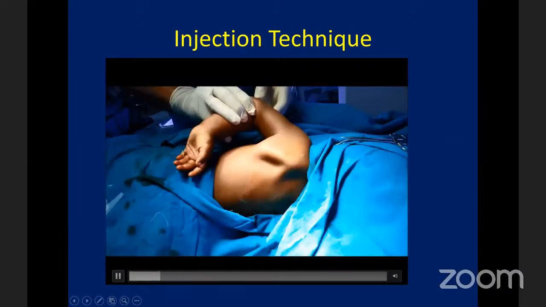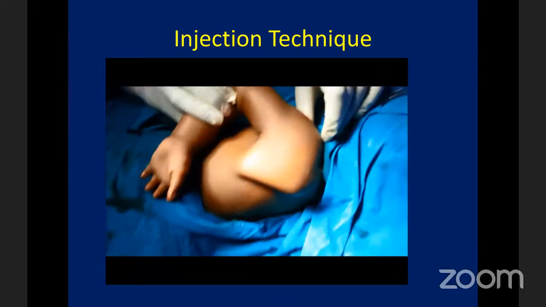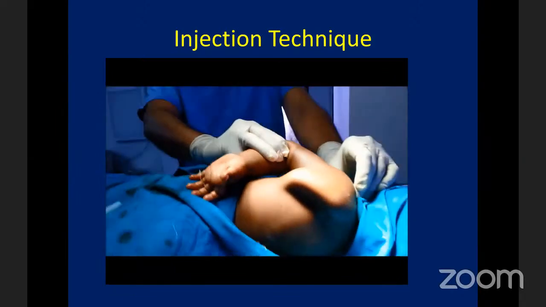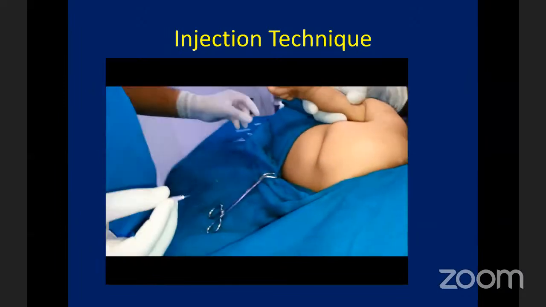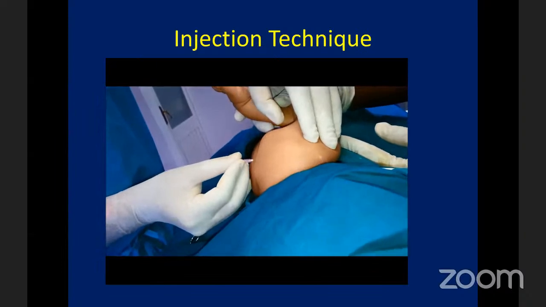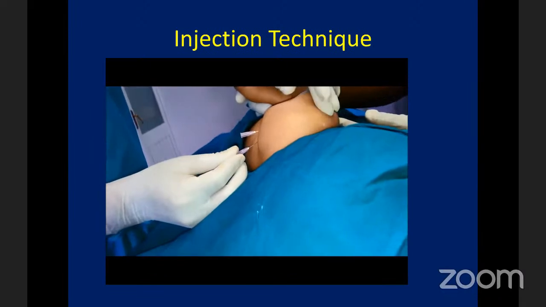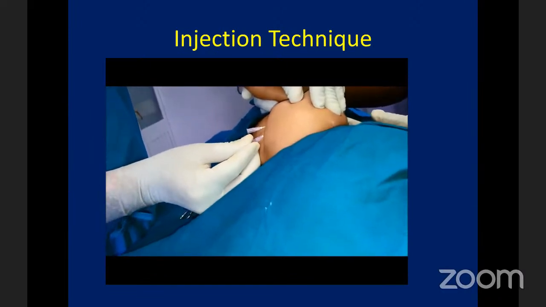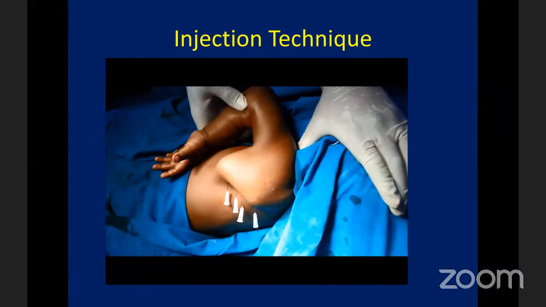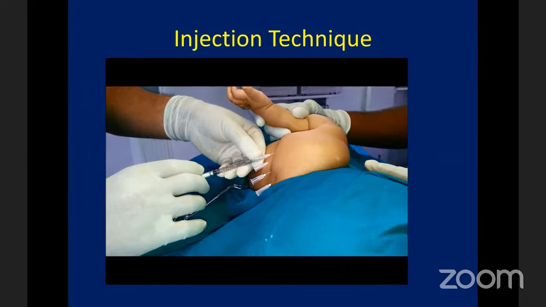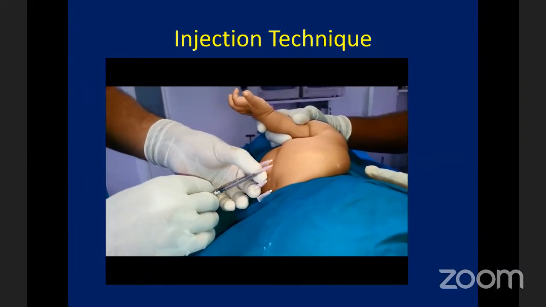Firstly, the arm is held in the position of internal rotation and forward flexion as shown. Then we made the medial border prominent and we bent the needle at a 45 degree angle. And then inserted it in the subscapularis muscle. And then we check whether they are in the subscapularis muscle or not. Then we inject the botulinum toxin.